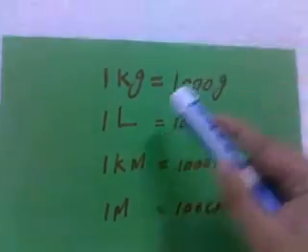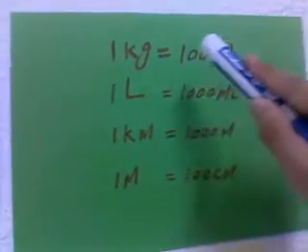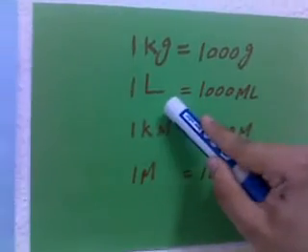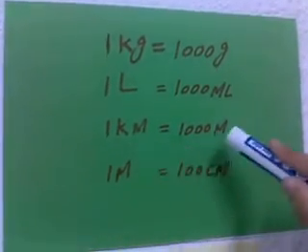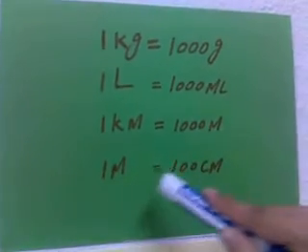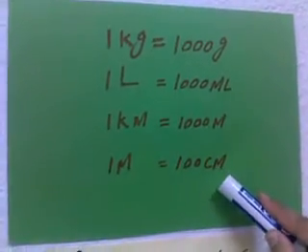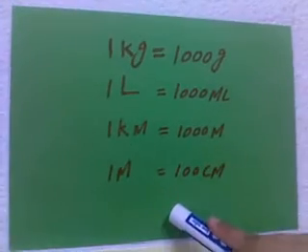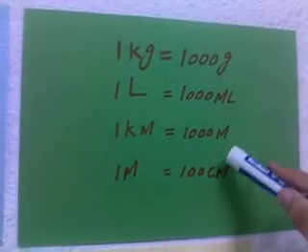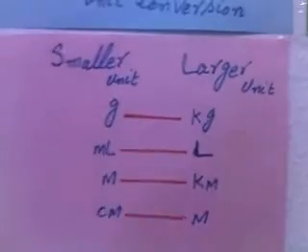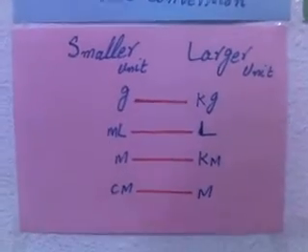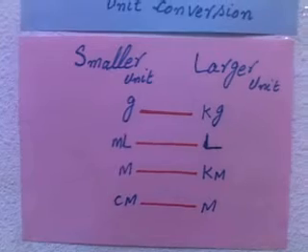So 1 kilogram is equal to 1000 gram. 1 liter is equal to 1000 milliliter. 1 kilometer is equal to 1000 meter. 1 meter is equal to 100 centimeters. All these units and other units must be memorized and learned by heart. Now we have to face a problem: which unit is smaller and which unit is larger?